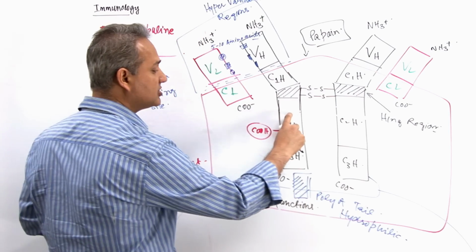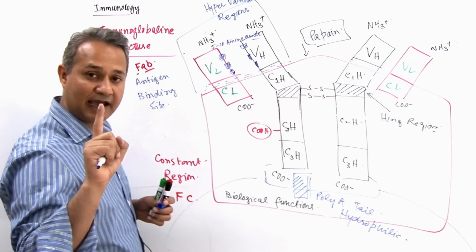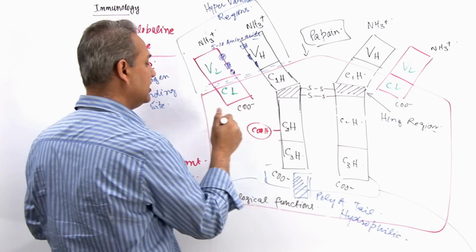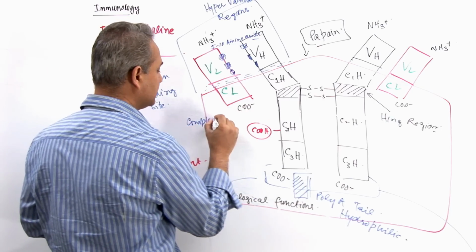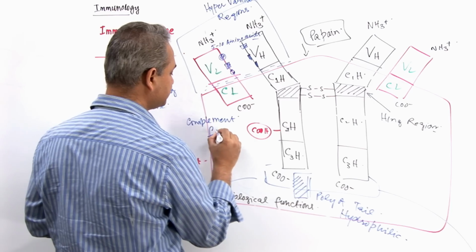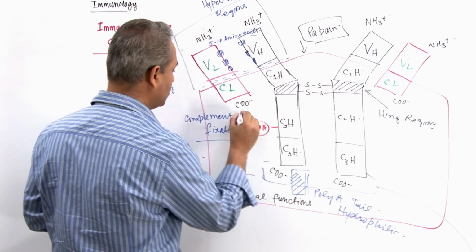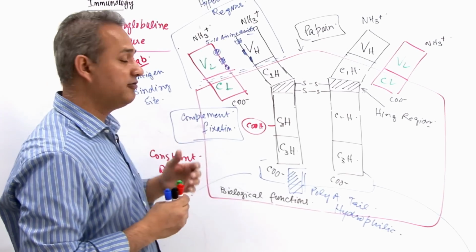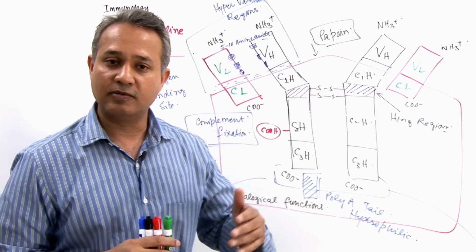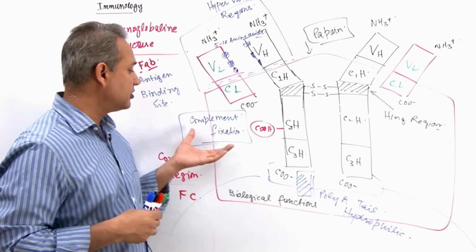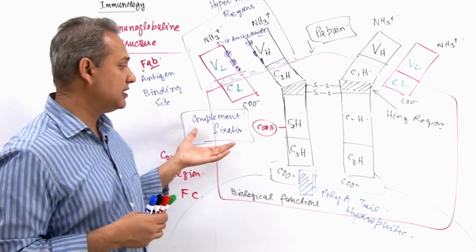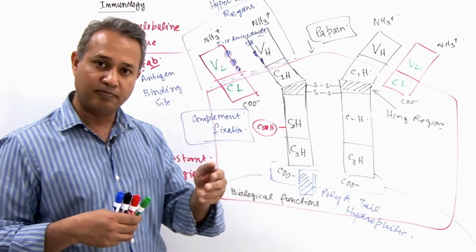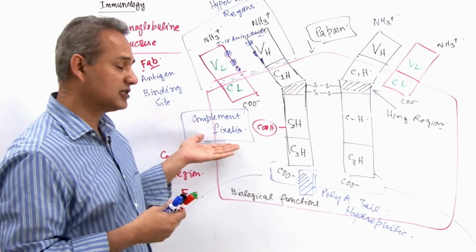Then the constant region 2 of the heavy chain, this is a question. Constant region 2 of the heavy chain is important for complement fixation. Of course, I think you know that this is one of the most important things to know about the immunoglobulins. Complement fixation. Why is complement fixation important? We'll talk about the complement as well in later chapters, but complement is part of the immune system. And once the complement gets activated, that is how the destruction of the target tissue, may that be our own tissue or a pathogen, starts.